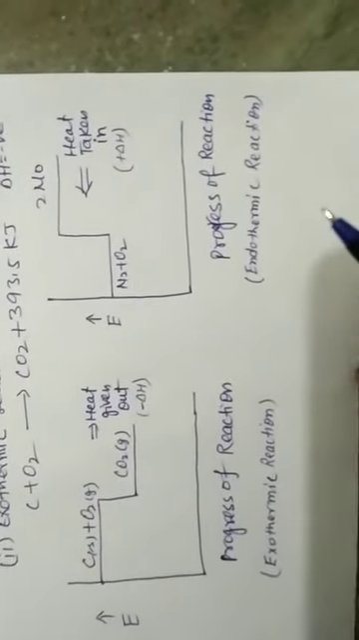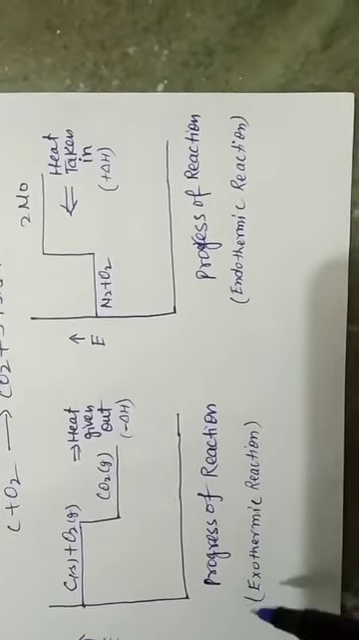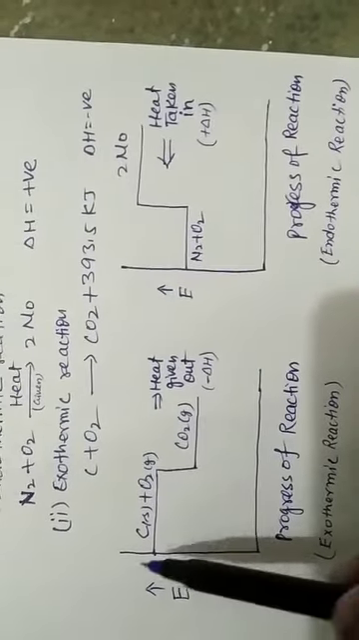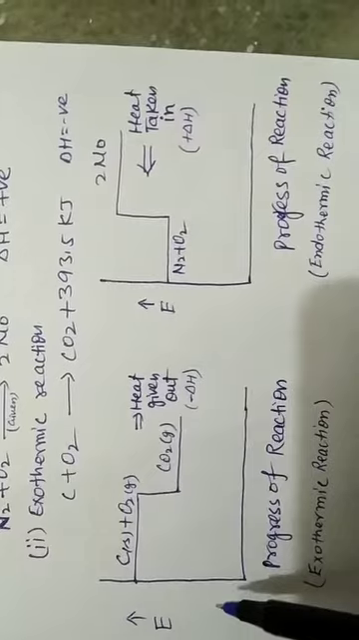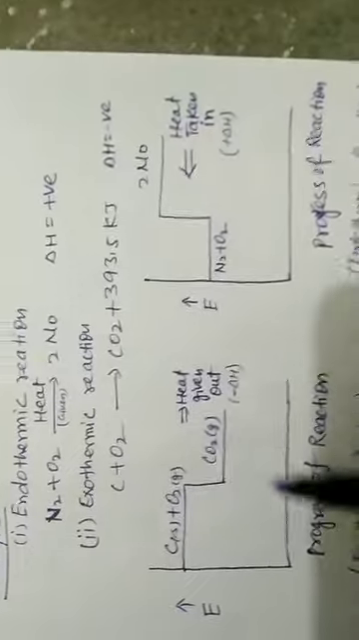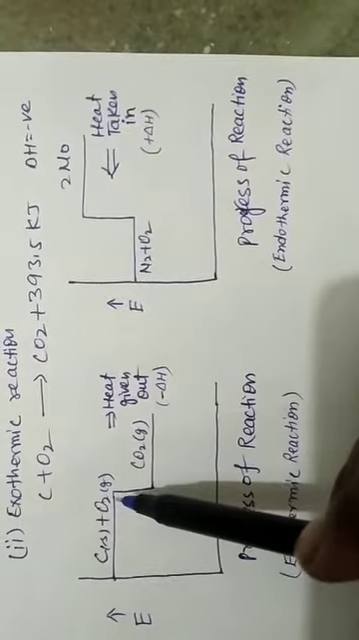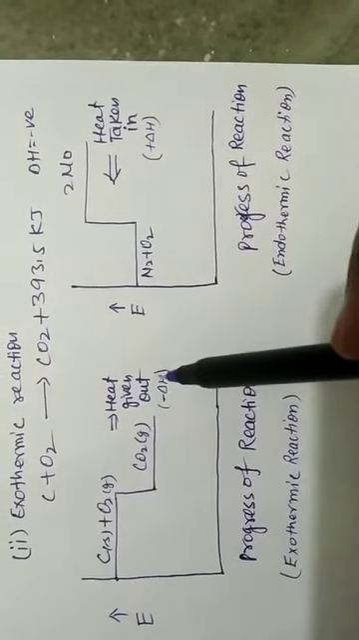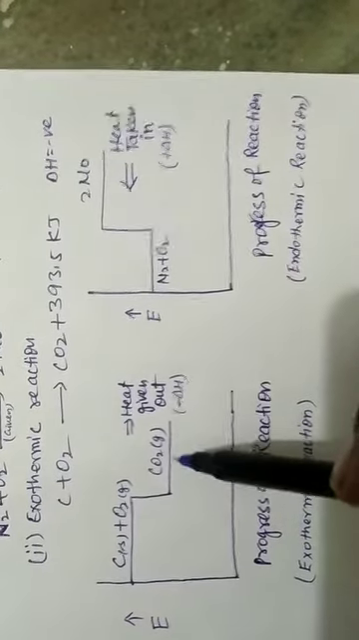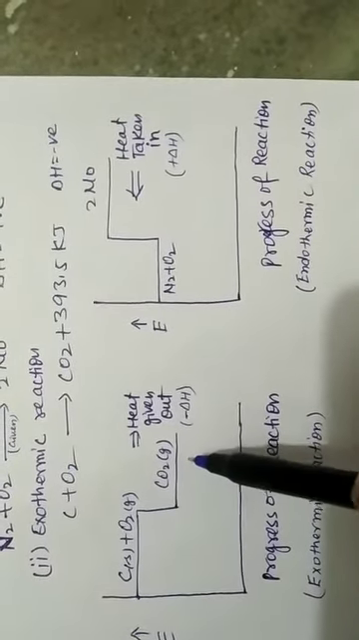And we use this graph to clear the topic very well. We take the progression of the reaction on the x-axis and energy change on the y-axis. For the exothermic reaction, we see here C + O2 at this energy level, and when energy is given out, it is minus delta H and energy is decreased. So this is the graph, CO2 for the final energy.